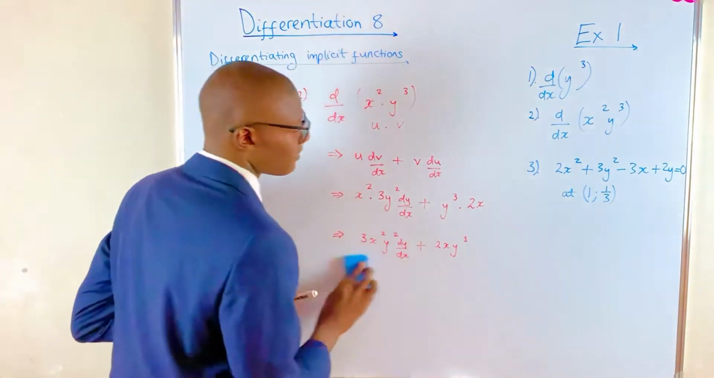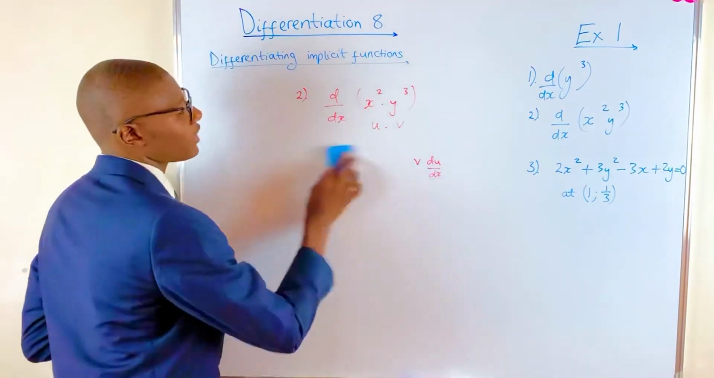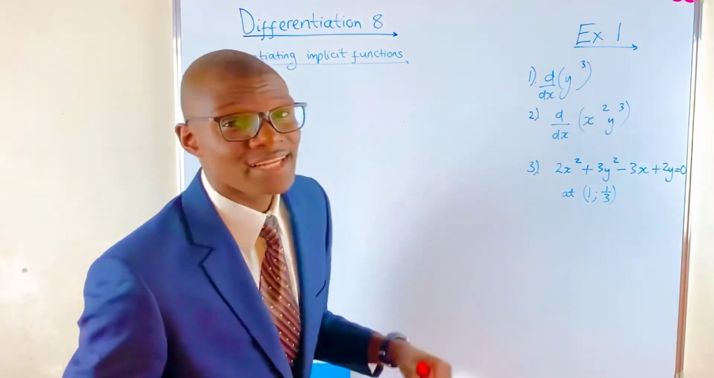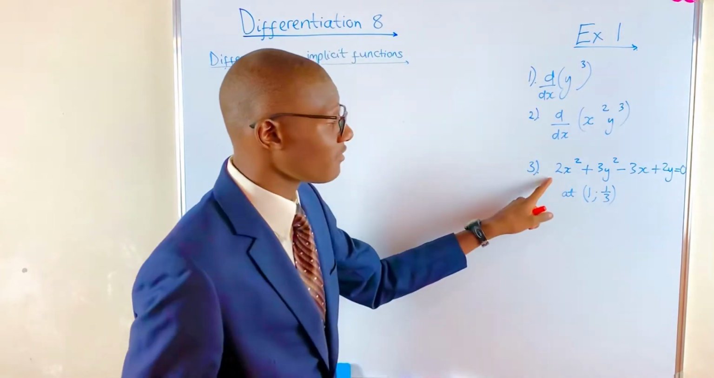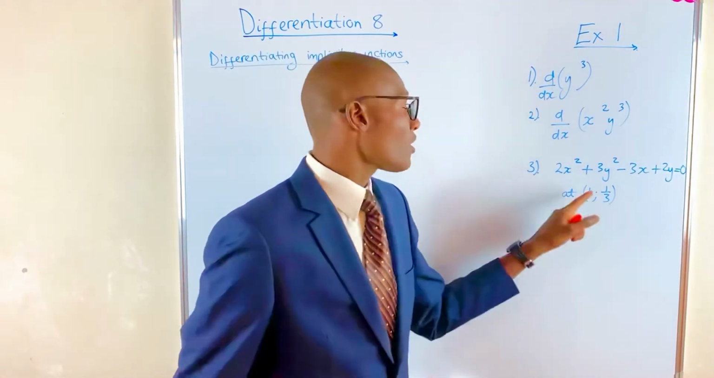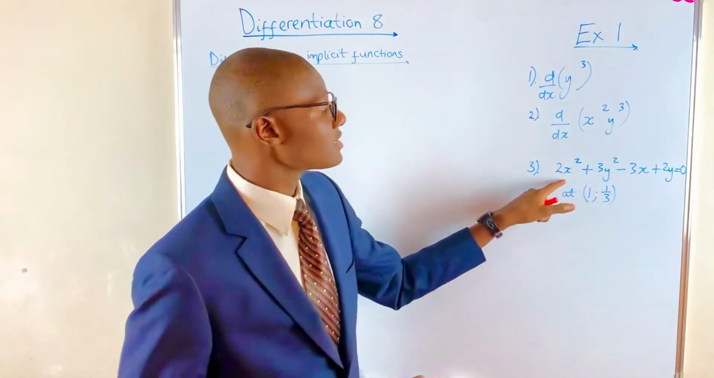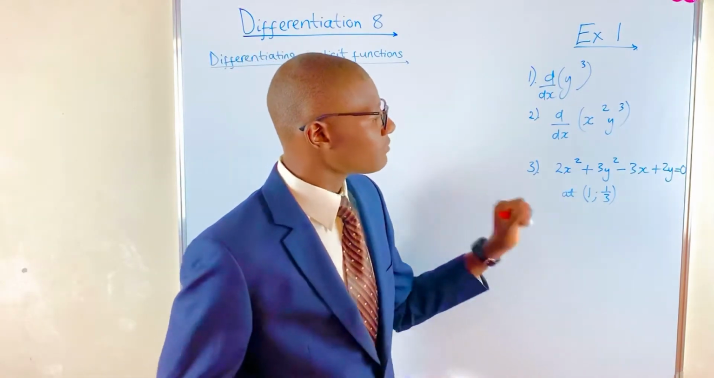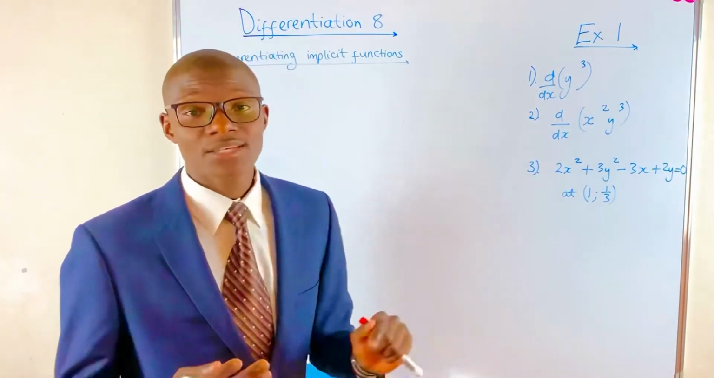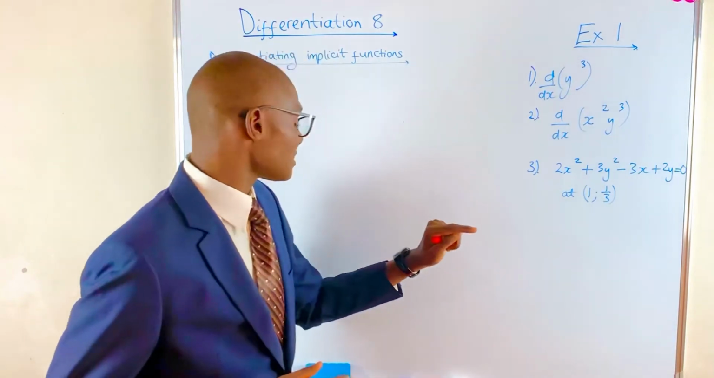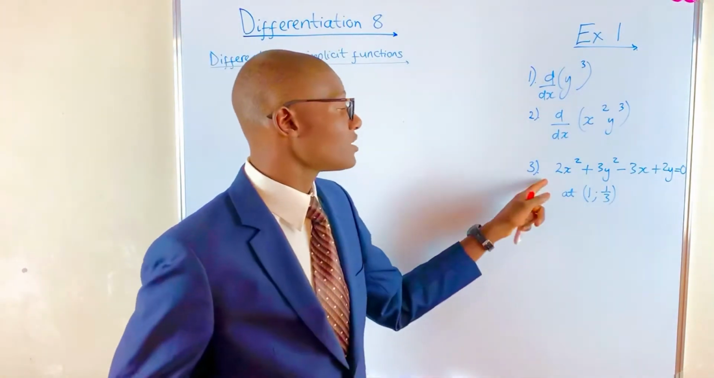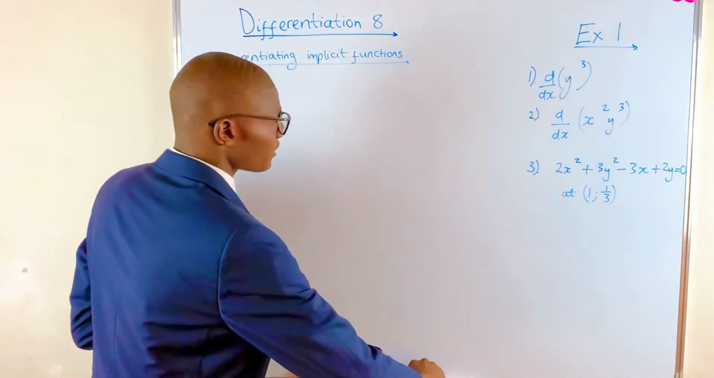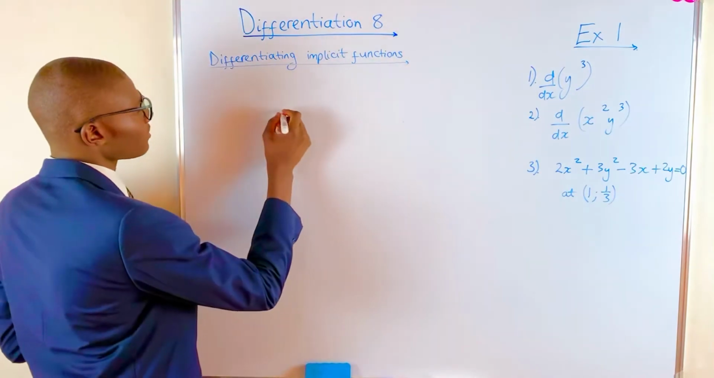Allow me to erase this part. Okay, so for this number 3, we want to find the equation of the tangent to this curve at the point 1 over 3. So as you can see, this curve says that 2x squared plus 3y squared minus 3x plus 2y is equal to 0. So we want to find the equation of the tangent to this curve at that point. So first step, we know that this is now number 3.